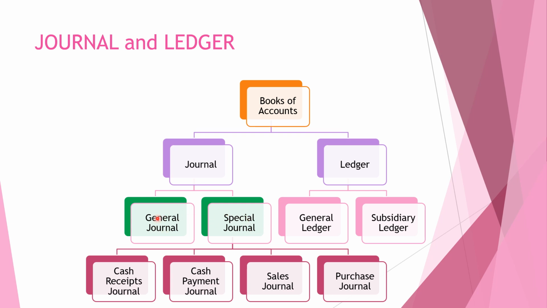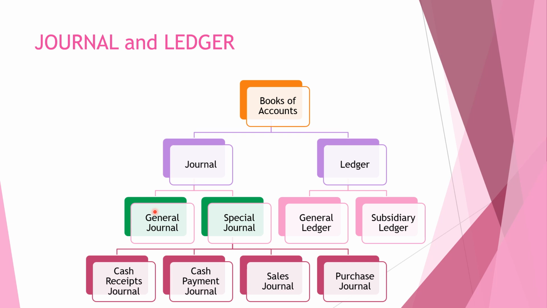So first, we will discuss general journal. The general journal is the most basic journal. So typically, a general journal has spaces for dates, account titles and explanations, references, and two amount columns.